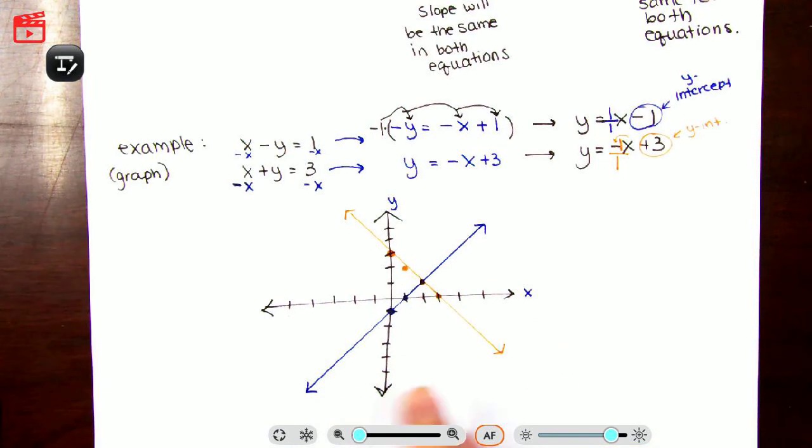So this is not your answer. If you leave this on an assessment, this will be marked wrong. You may get pity points. Your teacher might feel sorry for you and be like, oh, they did so much work, but this is not the answer. The answer for one solution looks like this.